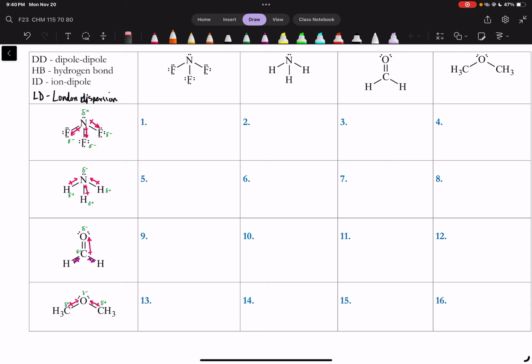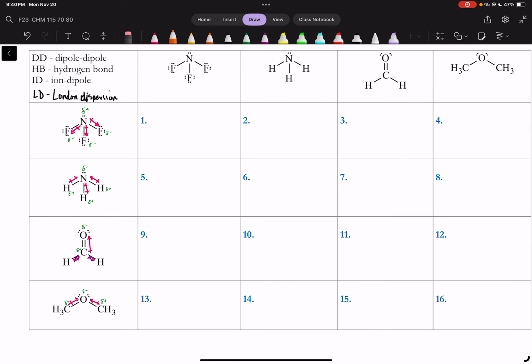So in the first case, we have nitrogen trifluoride interacting with itself. There are no hydrogens present, so hydrogen bonding is not present, but it's a polar molecule, so dipole-dipole will definitely be present.